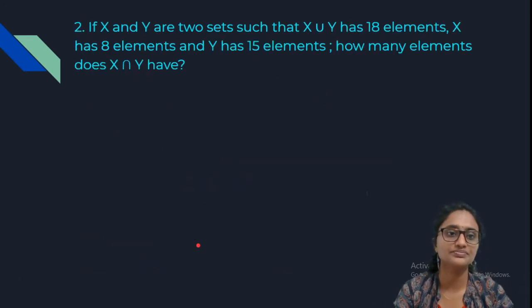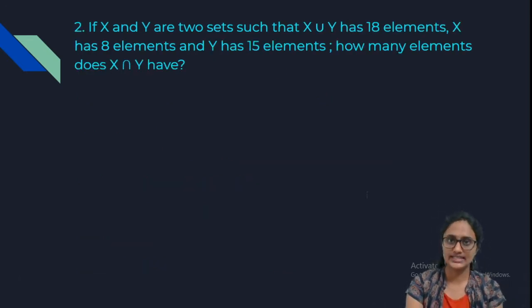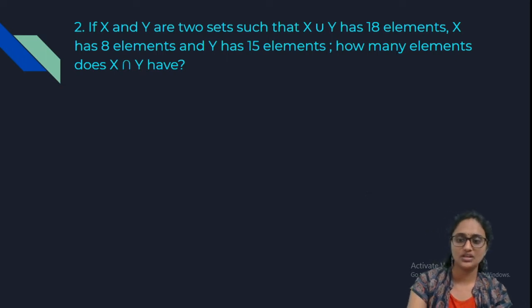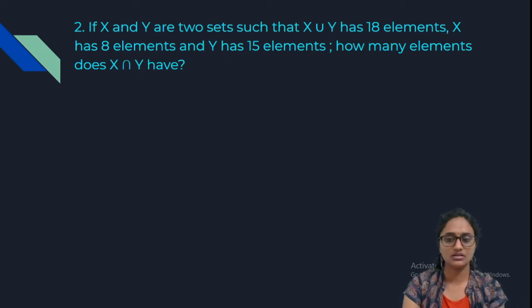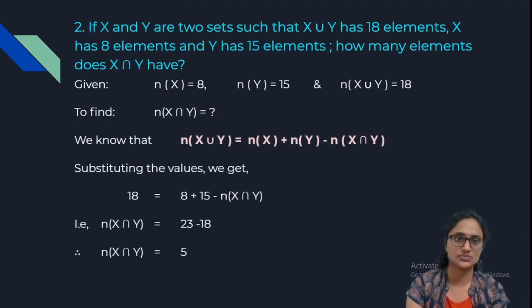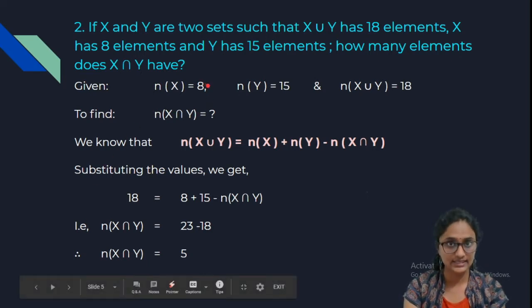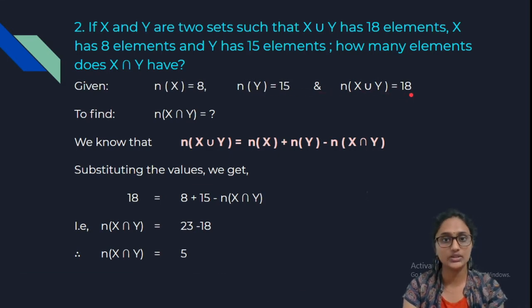So the next problem: if X and Y are two sets such that X union Y has 18 elements, X has 8 elements and Y has 15 elements, how many elements does X intersection Y have? This is the same kind of problem as the first one, so I will be doing the same procedure. We are given the number of elements in set X is equal to 8, the number of elements in Y equal to 15 and n of X union Y equal to 18. So we need to find the number of elements in their intersection.